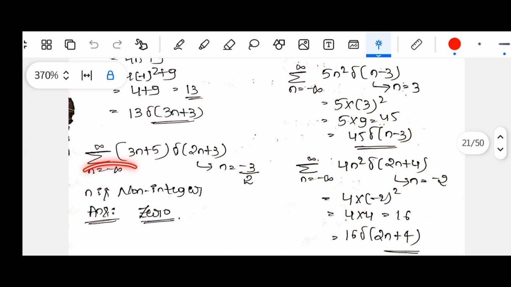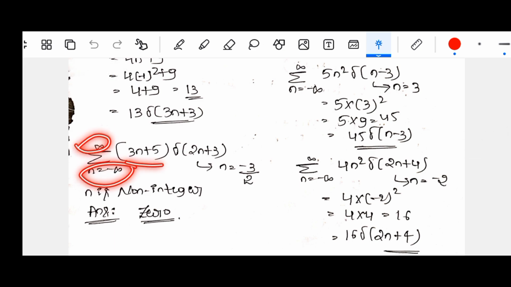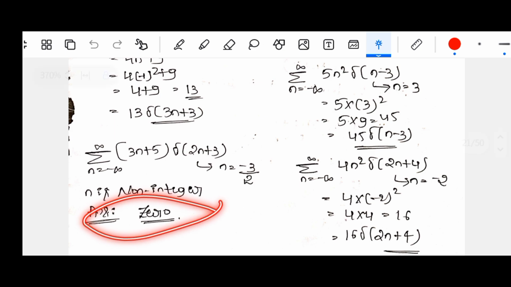Next, summation of n is equal to minus infinity to plus infinity, 3n plus 5, delta of 2n plus 3. First find out the location of minus 3 by 2. So n is a non-integer number. Therefore, the answer will be 0.